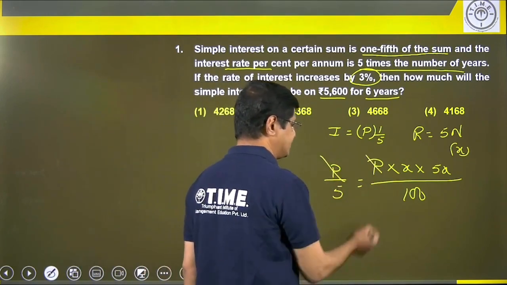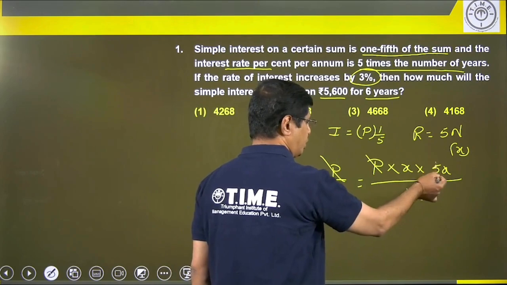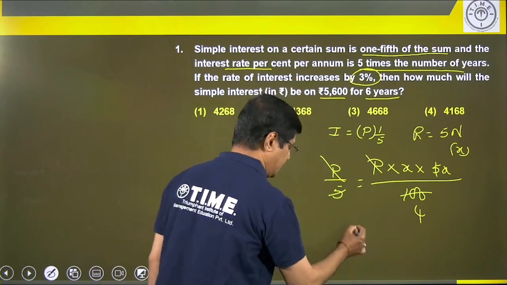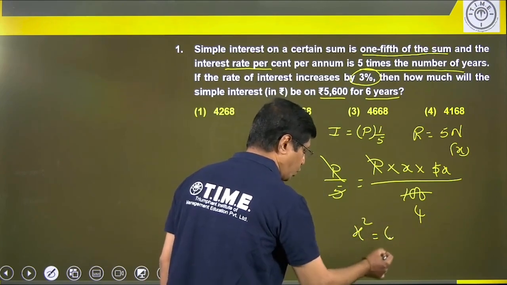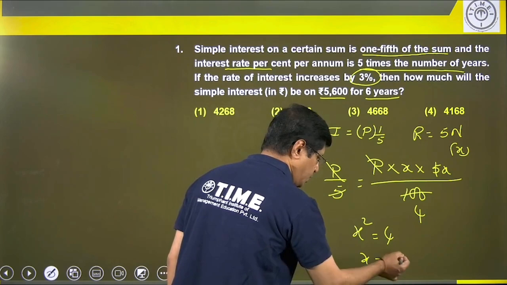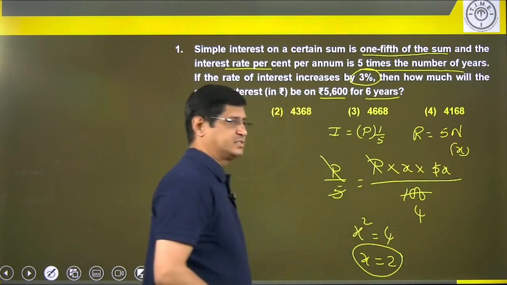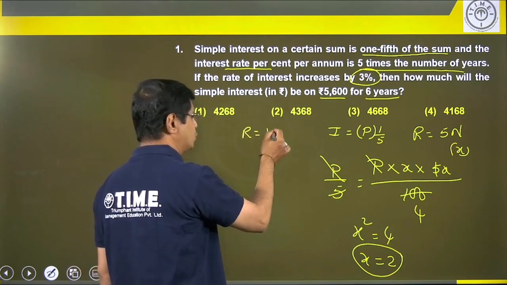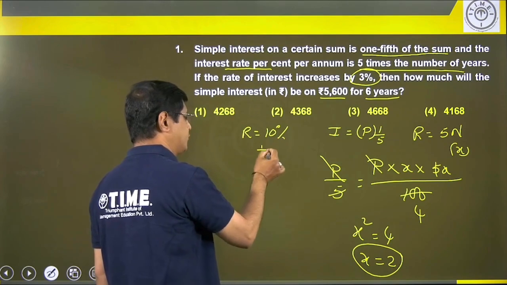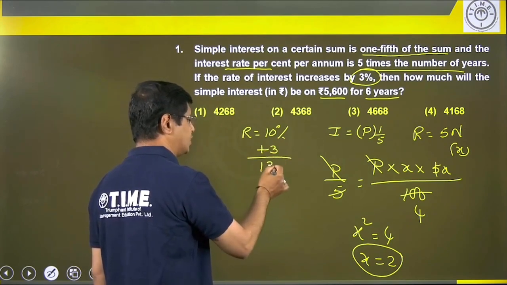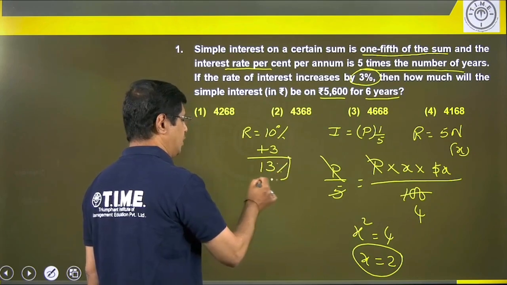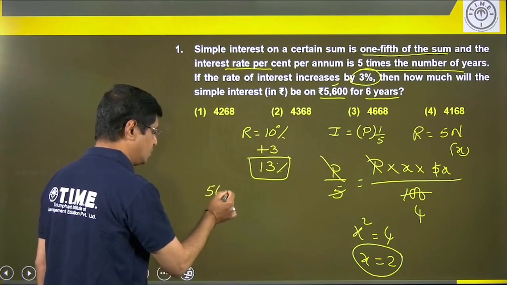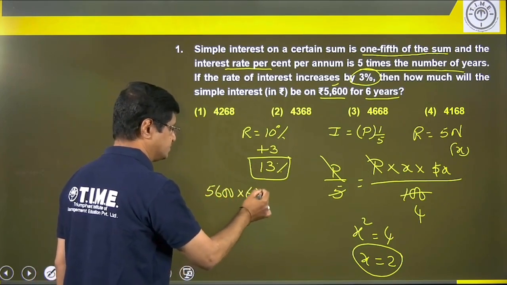Now, P and P get cancelled. The product of 5 and 5 is 25, and 25 goes exactly 4 times. X square is equal to 4, means X is equal to 2. What is X? The number of years. The number of years is equal to 2, so what is the rate percentage? 5 into 2, that is 10%. If the rate of interest increases by 3, it becomes 13%. Now at the rate of 13%, on 5,600 over a period of 6 years.